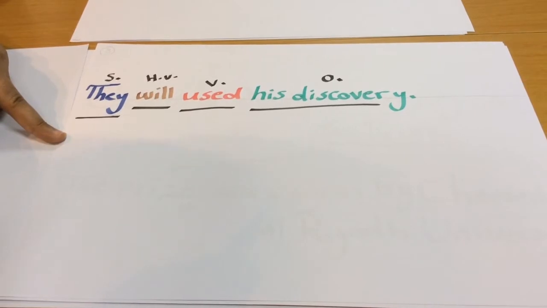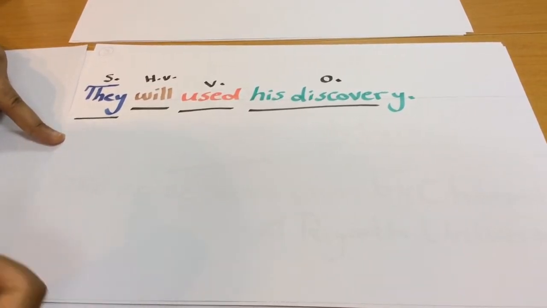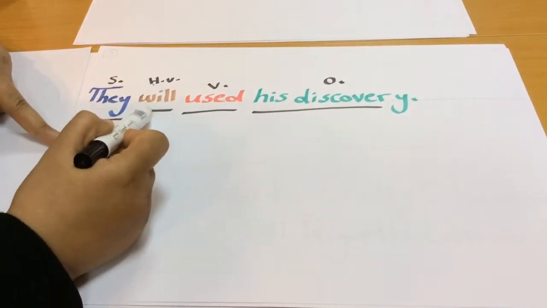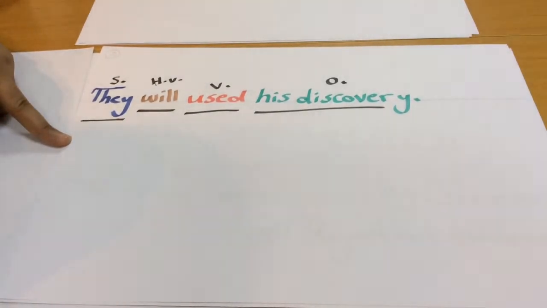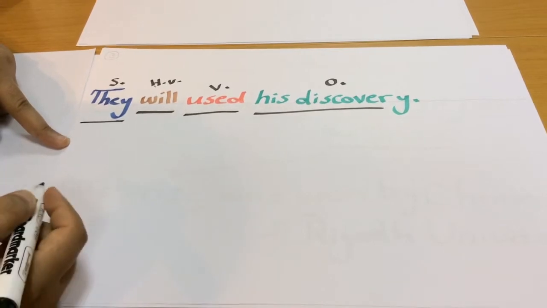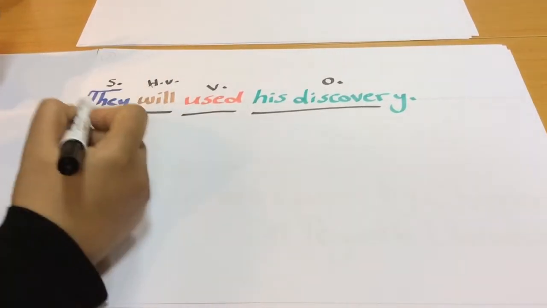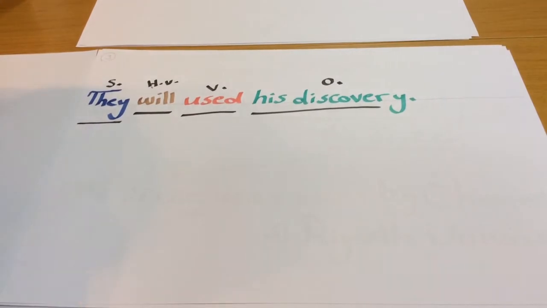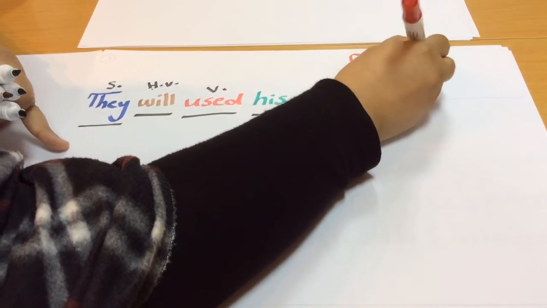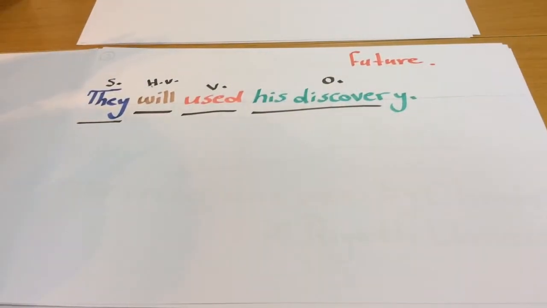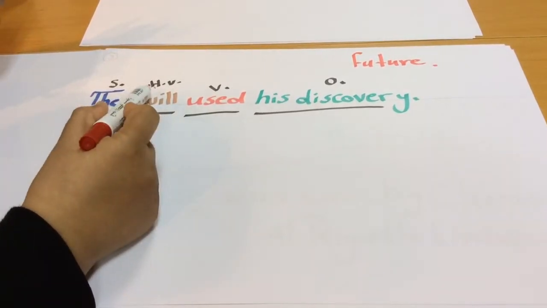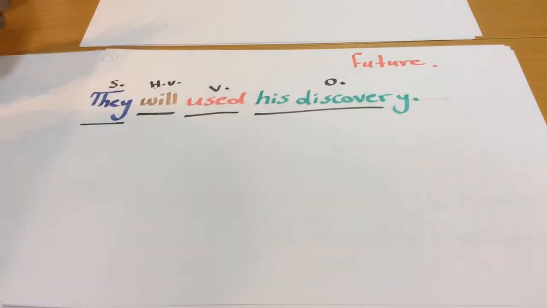In previous sentences, when we talked about simple present and simple past, we didn't have a helping verb. But here we have a helping verb. What are we going to do now? We will see how we solve this sentence. Let's look at this sentence. Which tense is it? It is in the future. Already we have the word will, the helping verb, and we have a verb.